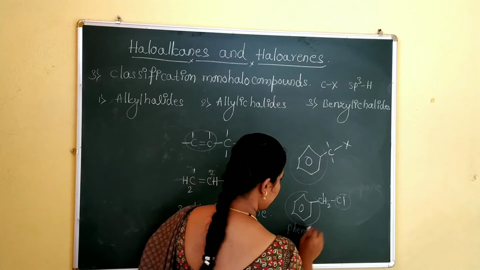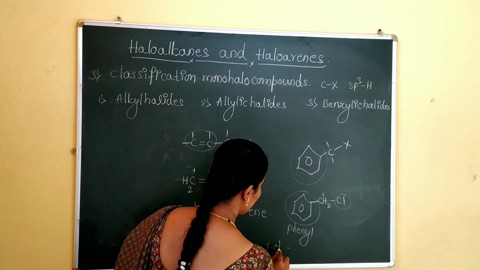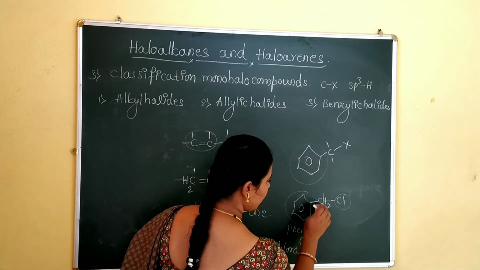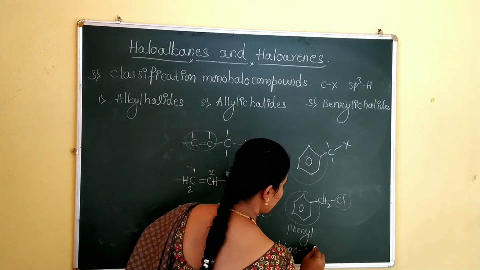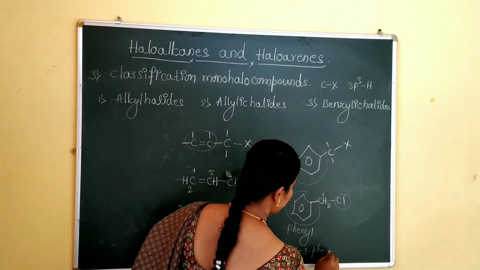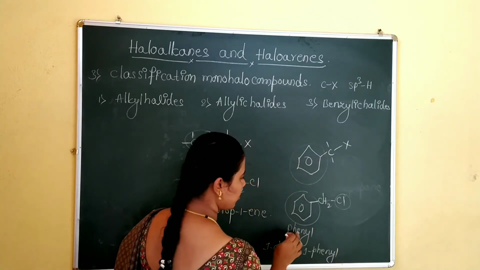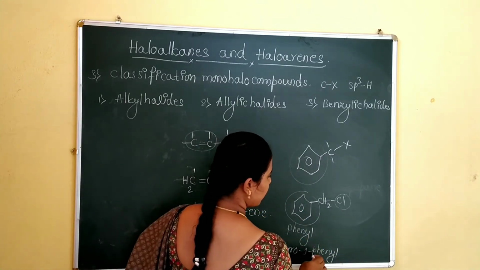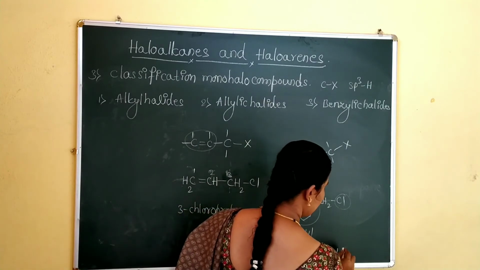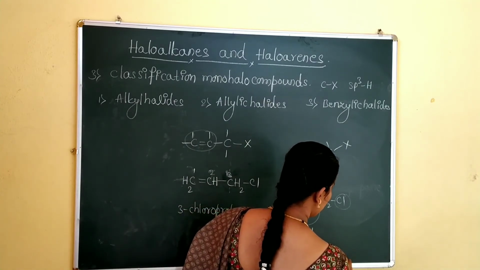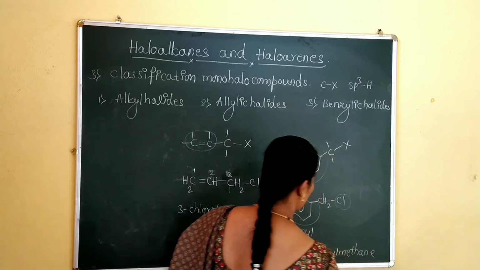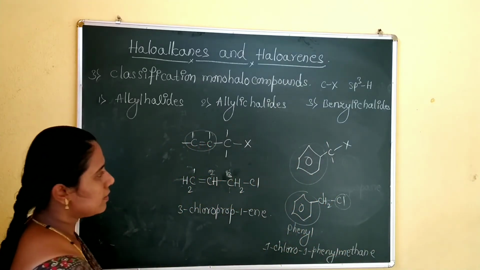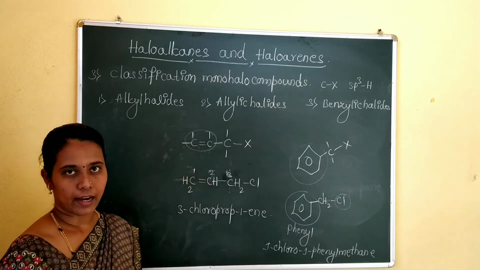Then the name of this compound is 1-chloro, for the first carbon atom chlorine is attached. 1-phenyl, for the first carbon atom phenyl group is attached. Only one carbon atom is there, therefore the root word is meth. Methane. 1-chloro-1-phenylmethane. This is about benzylic halide.